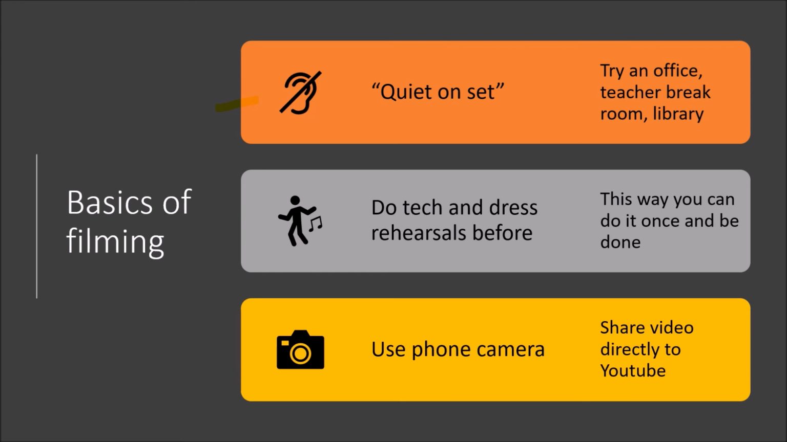Second, ensure your students have done their tech and dress rehearsal before you film them. This way, you can say action, film them in one shoot, and be done. Also let your students know what order you plan to film them in so that they are ready when you call for them. Finally, if you have a smartphone with a nice camera, I would recommend just using that.